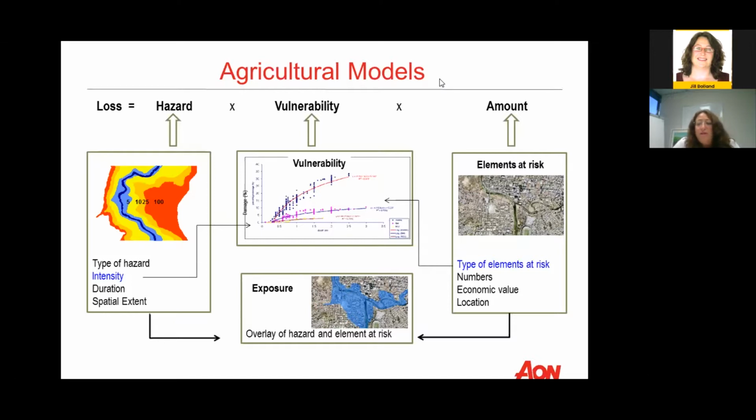And in terms of agriculture, the exposure is also very much affected by the time of year and the growth stage of the crop as well. So you have to bring that into account. But pretty much all models, and agricultural models, will be a subset of that and will involve all of these issues.